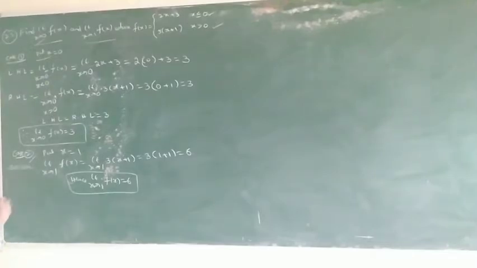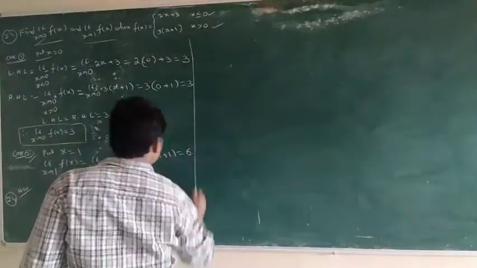Next, problem number 24. Problem 24 is the same kind of problem. Limit x tends to 1, f of x means both LHL and RHL. So this is the 24th problem. You have to do it as homework. Next, you have to try.